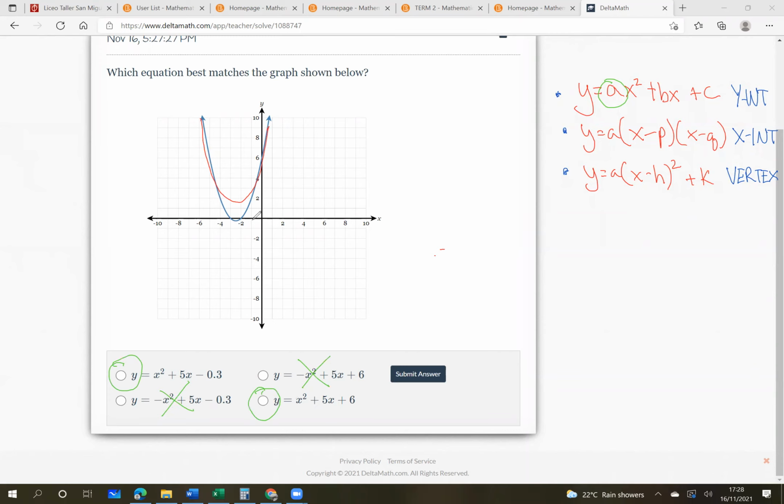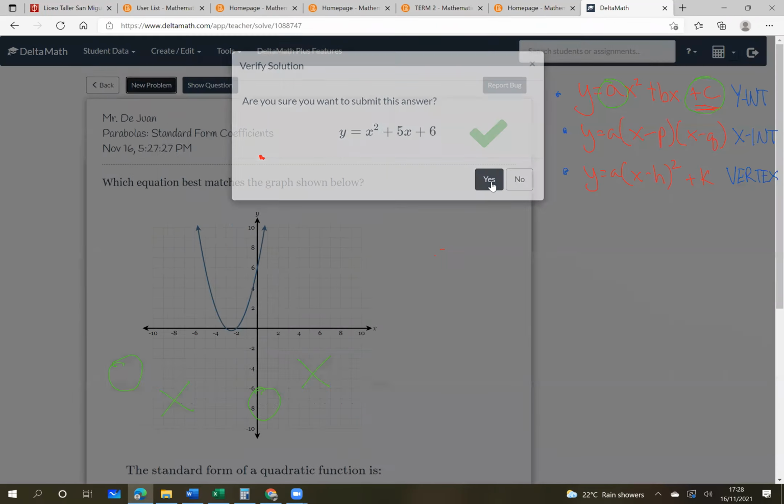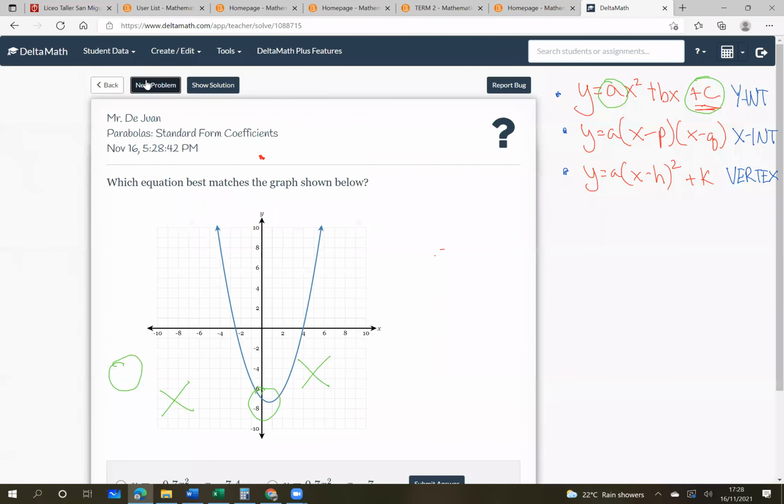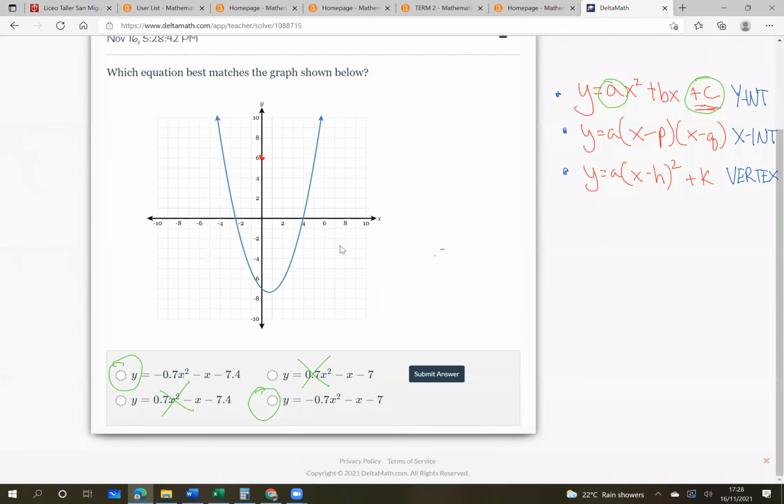Now we have to observe where exactly my y-intercept is. And when we observe it, it looks like the y-intercept is at 6. 6, which is always the, let's get another color out, C, which is always your y-intercept. So we know the answer has to be this one because it's 6. Check. Next one. Where's the y-intercept in this one?